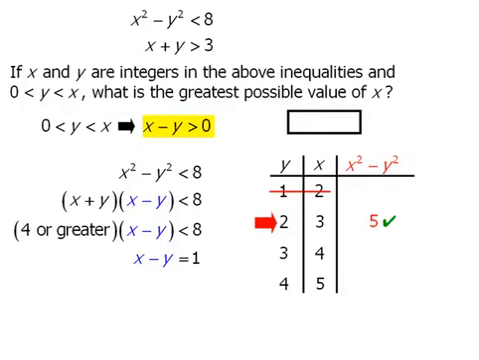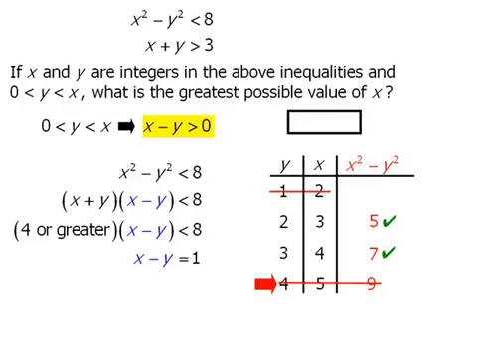If y equals 2 and x equals 3, our expression evaluates to be 5, and this is indeed less than 8. If y equals 3 and x equals 4, our expression evaluates to be 7, and this is also less than 8. For the next pair of values, the expression evaluates to be 9, and this is not less than 8.